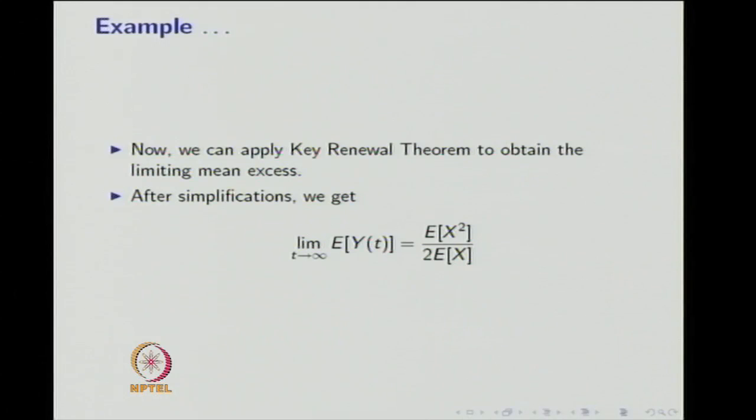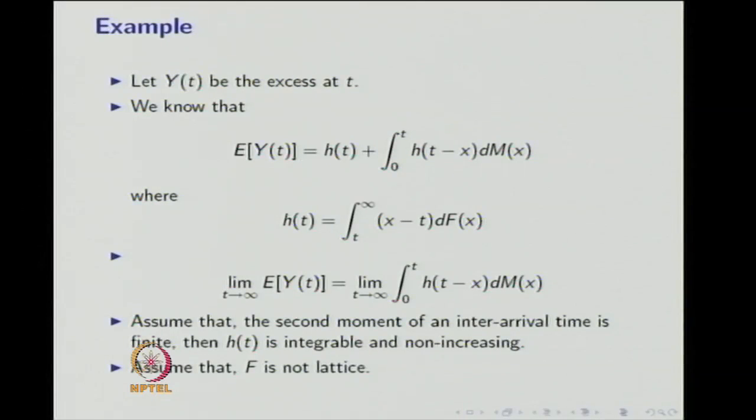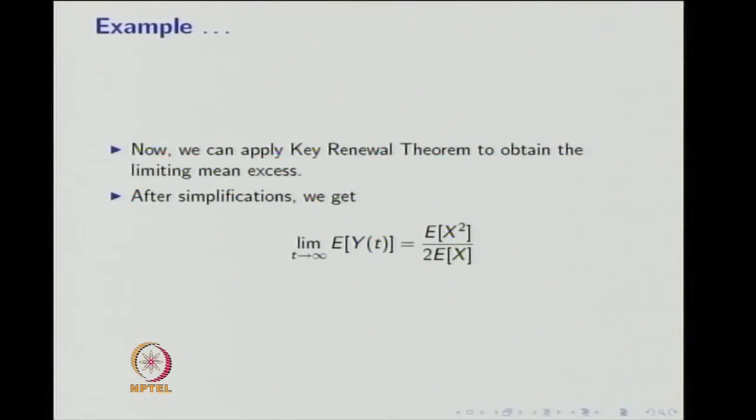So to get this value, we made the assumption that the second moment of the interarrival time is finite. Hence h of t is an integrable and non-increasing function, and we also assumed F is a non-lattice distribution. Hence we are able to apply the renewal theorem and get the limiting mean excess as the expectation of X square divided by 2 times the expectation of X.